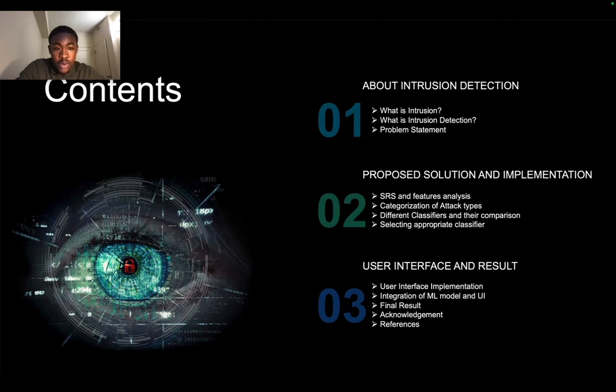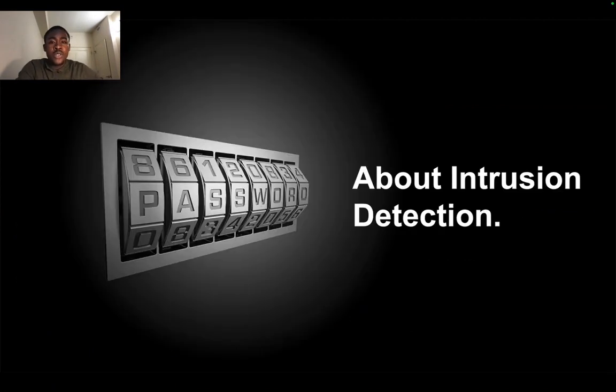Then we'll talk about the proposed solution and implementation, which includes the SRS and feature analysis, categorization of attack types, different classifiers and their comparison, selecting appropriate classifiers, and we'll talk about the user interface and results, the user interface implementation, integration of ML model and UI, and the final result.